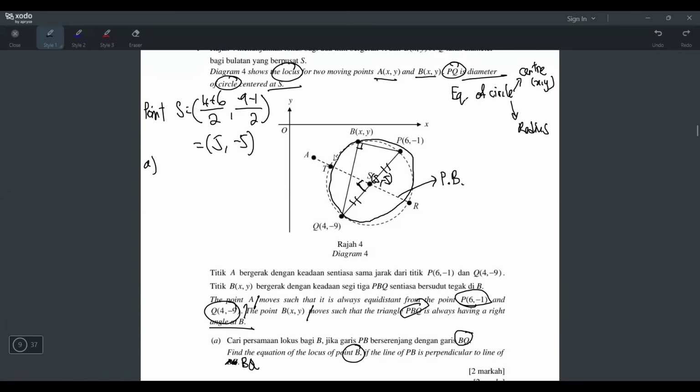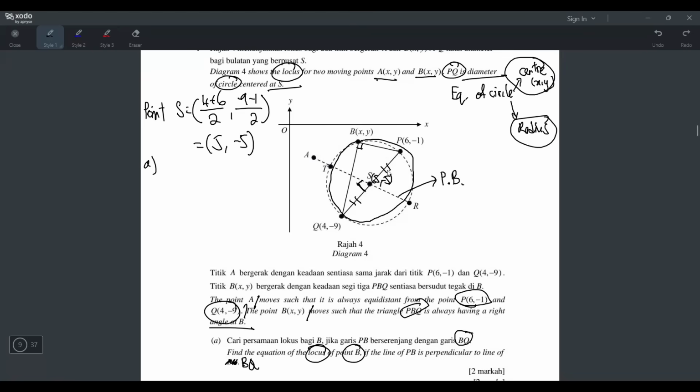Okay, so there's two method to find the equation of circle. They want equation of locus B and B is a circle. So first method is you will use the distance formula, because you have the center and the radius, right? The radius don't have, but you can find it. So the first method is you find out the radius and the center first.